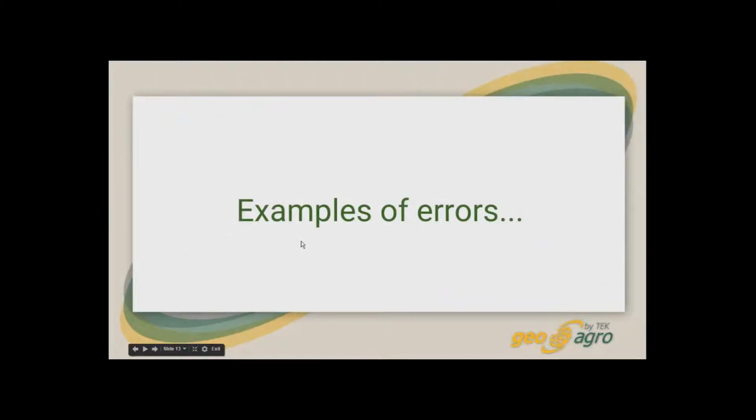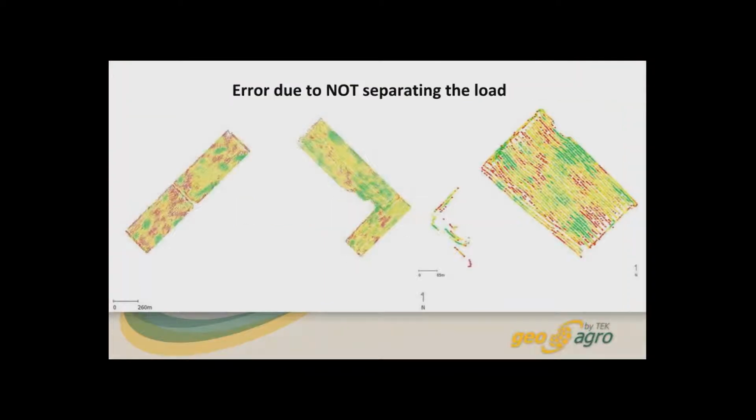We'll see later some examples of errors. If we don't follow these simple considerations, then we get errors, and we'll see some examples that we got from the yield data that we're processing. We have examples of errors. For instance, in this case, there are two cases, one on the left and the other on the right.